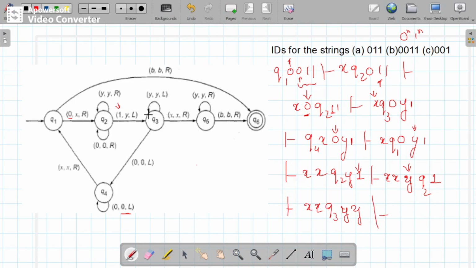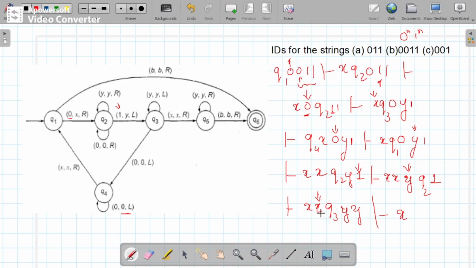Next, q3 on y. q3 on y is taking a left move. Left move in the sense it comes to this state, isn't it? This particular input character. q3 on y goes to y, will not be changed. That means y will be retained as it is, but it is just taking a left move from here. Earlier it was on y, now it will come to x. So with this character.